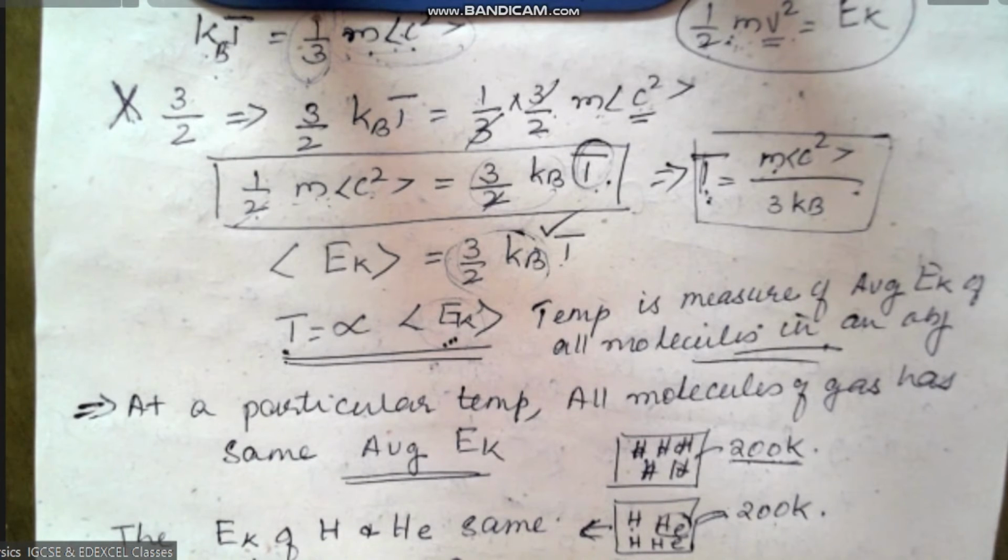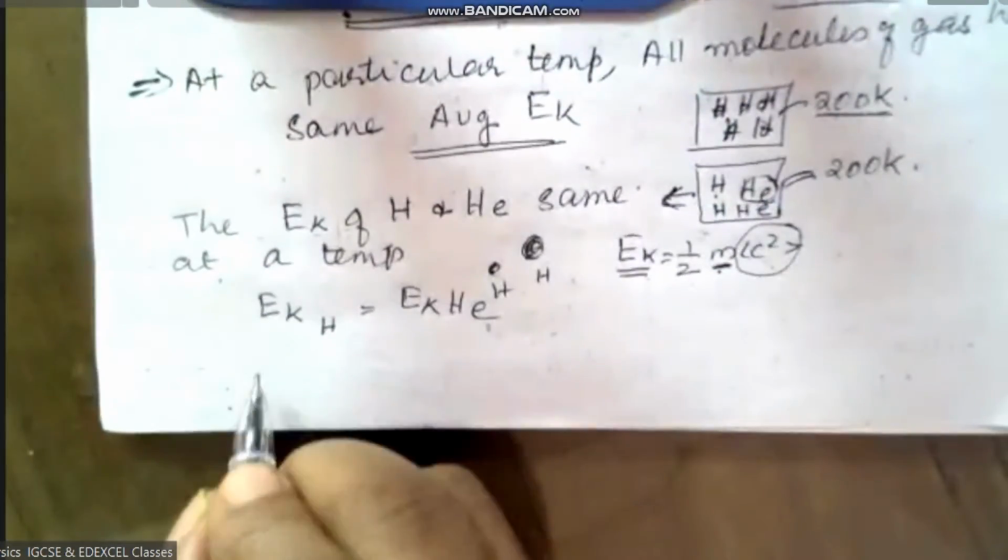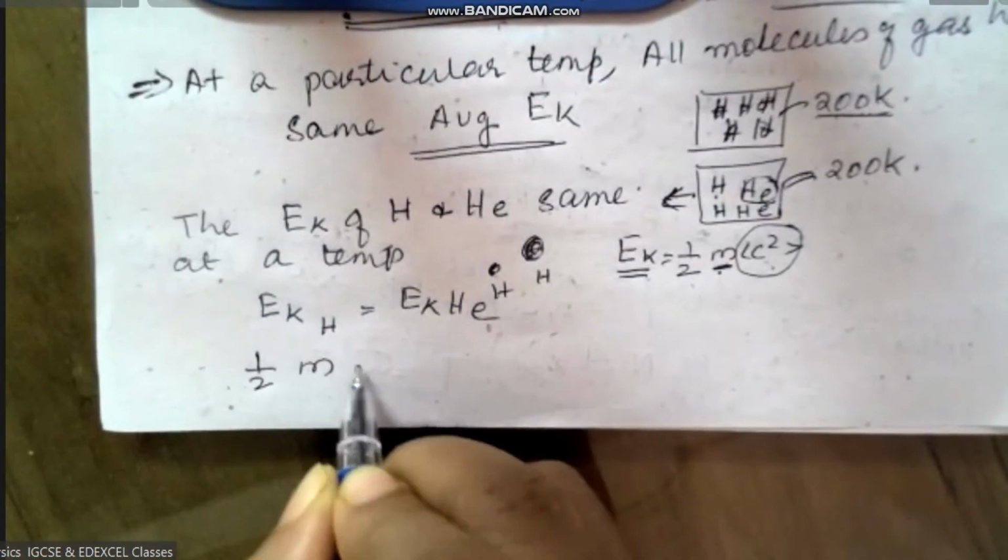How can that be possible? Hydrogen is small, helium is big. How can they have the same kinetic energy? The kinetic energy expression is Ek is equal to half mc². This m is different. This is hydrogen, this is helium. Helium has a big mass. How can they have the same kinetic energy? This is where the difference is.